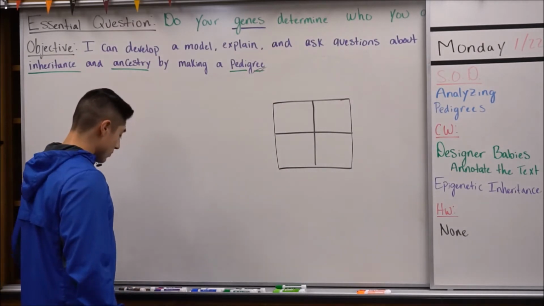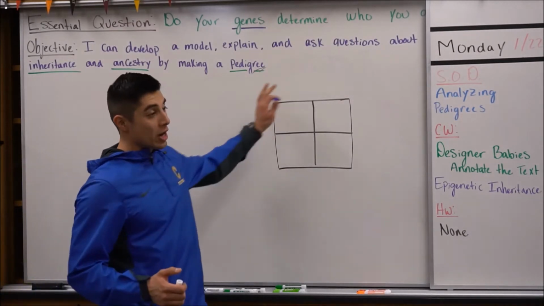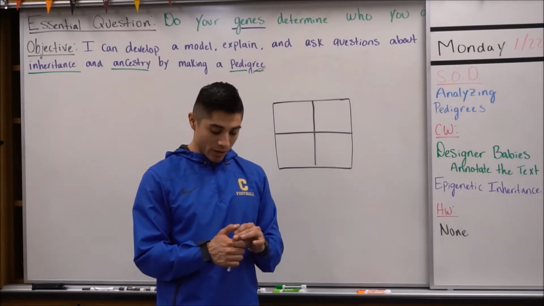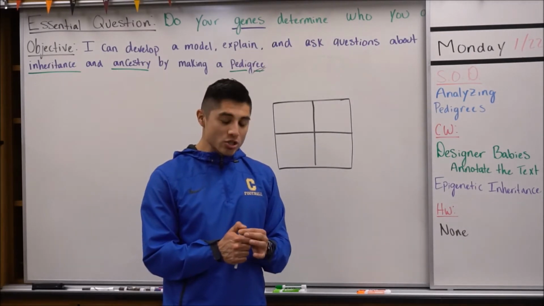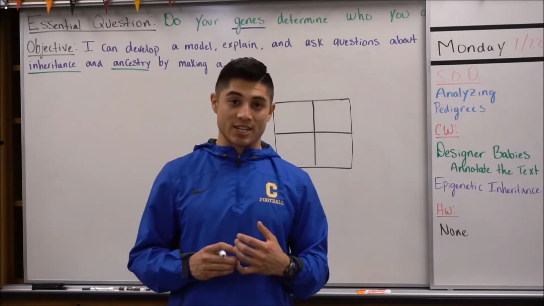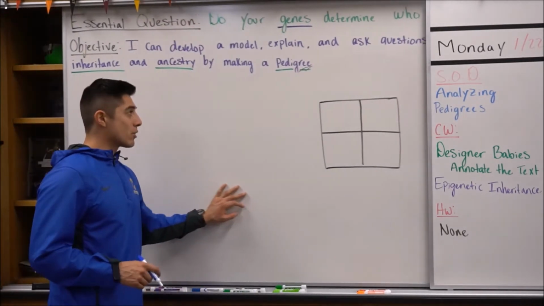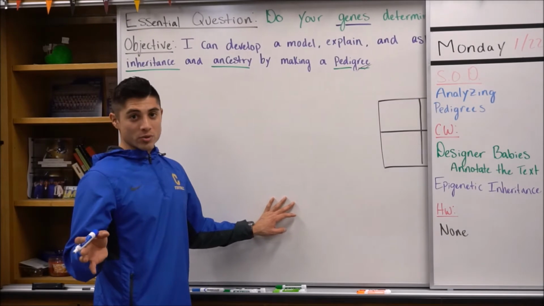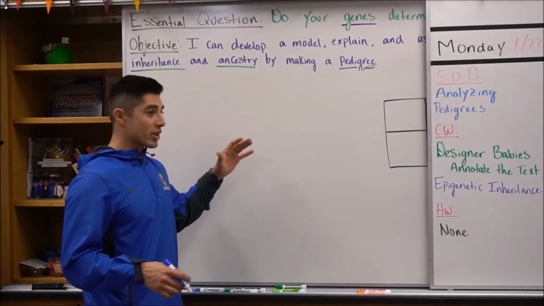So one thing to keep in mind before I even start on the Punnett square is just remember what different types of genotypes exist, okay? So remember, I'm going to use H for the alleles right now, all right? So we'll use an uppercase H.